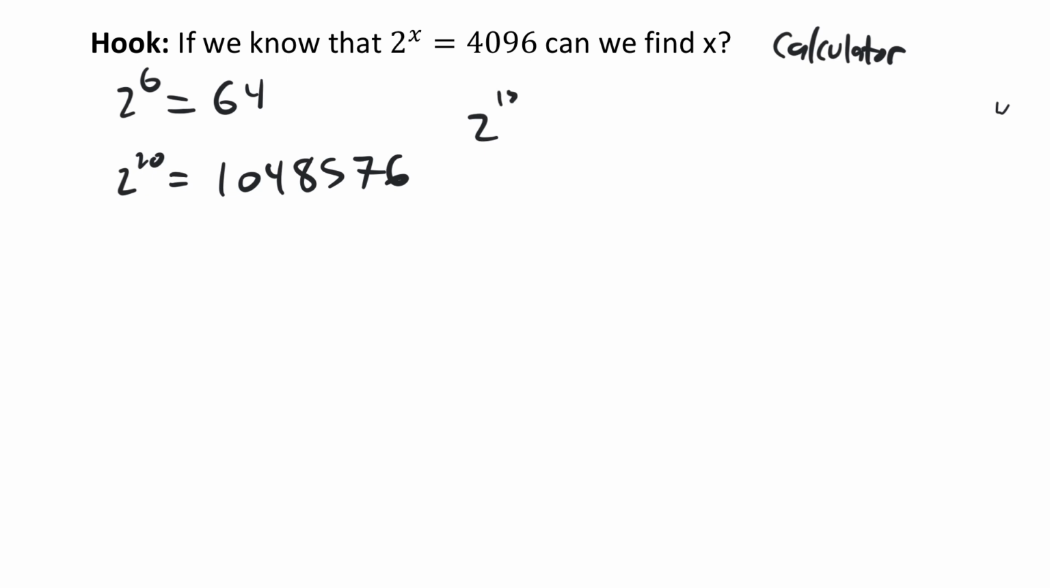Let's try 2 to the 12. 2 to the power of 12 is, oh nice, sniped it, 4,096. So the answer is x equals 12. And that's pretty good, right? Guess and check, we've got the answer.